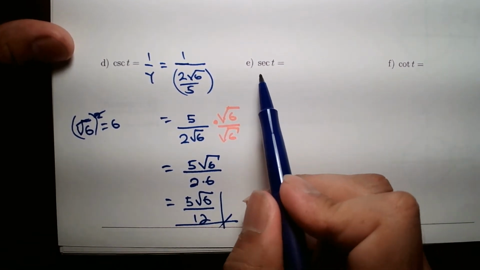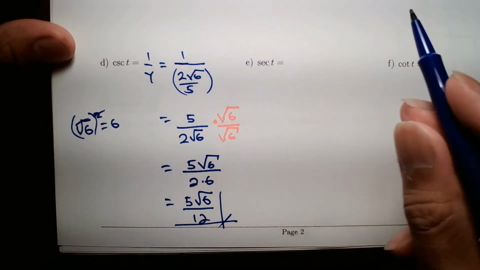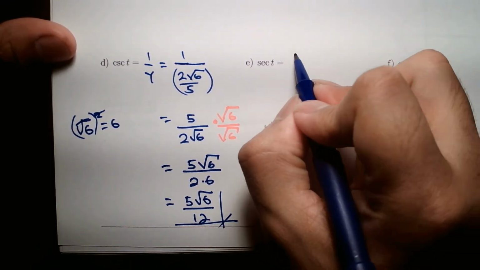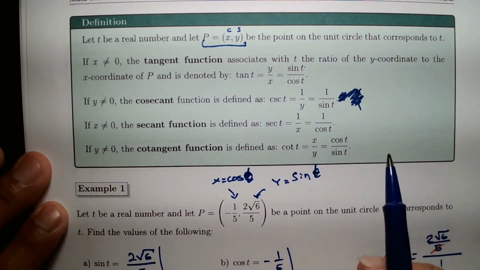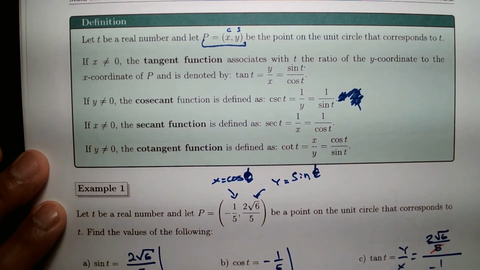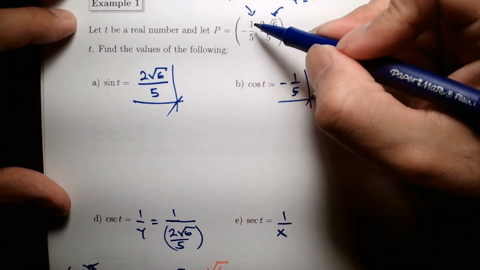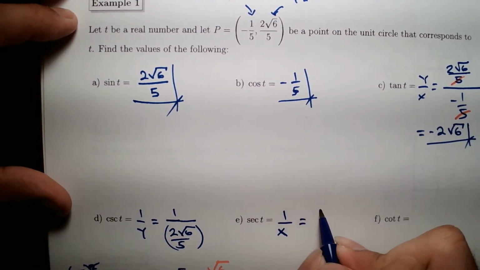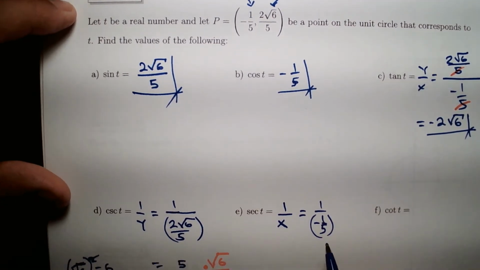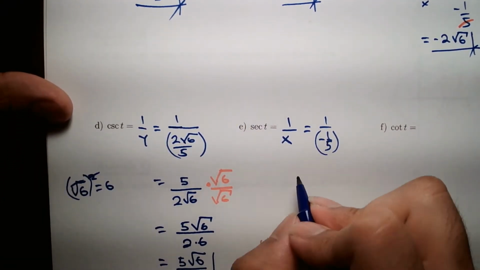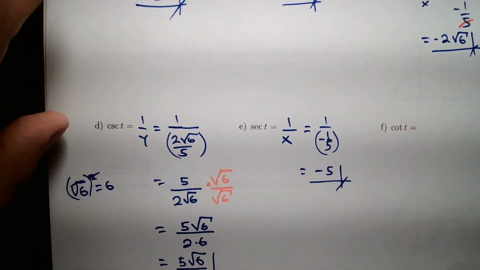Let's define secant. So just like cosecant is the reciprocal of sine, secant is the reciprocal of cosine, 1 over x. Let's go up here. Secant is 1 over x, the reciprocal of cosine. And again, cosine is related to the x coordinate, which is negative 1/5. That's 1 over negative 1/5. And dividing by a fraction is the same as multiplying by the reciprocal. This is simply negative 5. There's not much to do here.